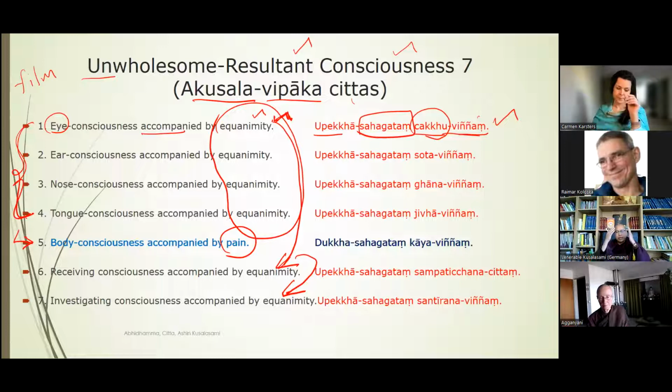For example, if you see with the eyes, and we can take that object, it's just equanimity. We cannot say it's painful or not. But a bodily pain, if you are sitting on the chair and you feel something painful on your hip, you cannot stay with equanimity, and your body is in pain. Pain is stronger than these 4. So body consciousness is accompanied by pain. And the next one is receiving consciousness accompanied by equanimity. And the next one is investigating consciousness accompanied by equanimity as well.